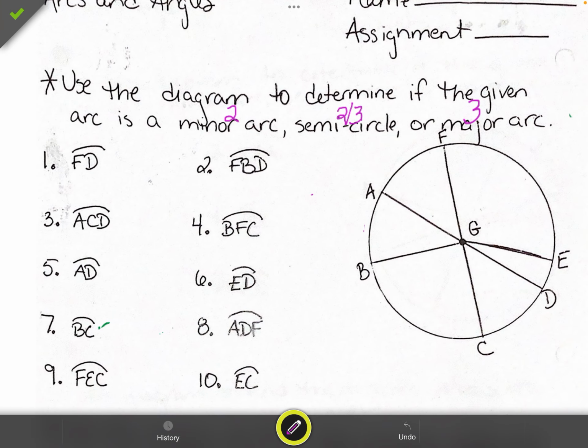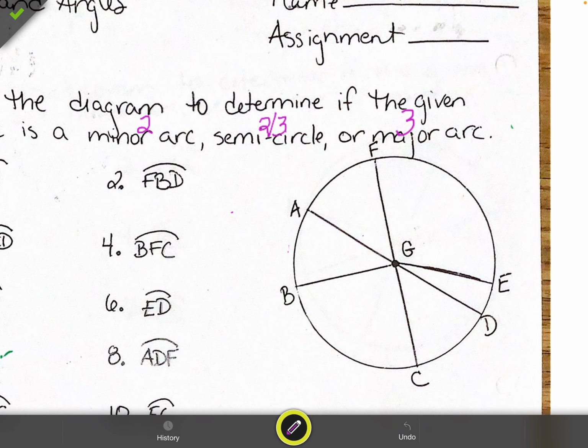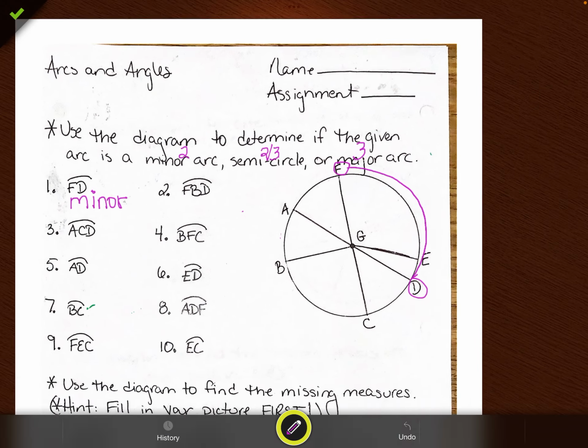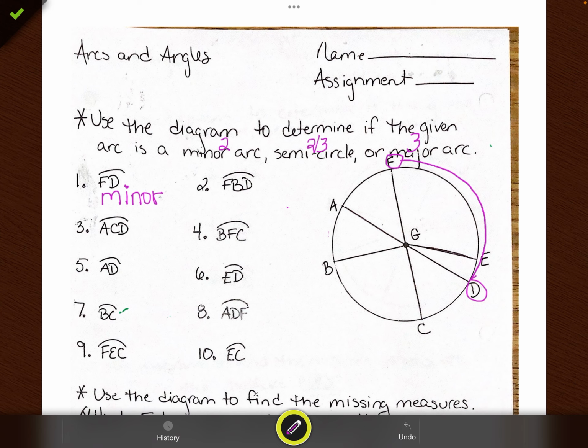So let's look at the first one. You're going to want pencil so you can trace. Arc FD. So it's two letters. If it's two letters, we know it's minor or semi. It's not major because it's only two letters. So I come over to my picture and I look and I go, okay, F, and you always want to go the shortest, unless they tell you otherwise, to D. So F to D is a minor arc. The reason we didn't go the other way is because that would be a major arc and you need three letters.